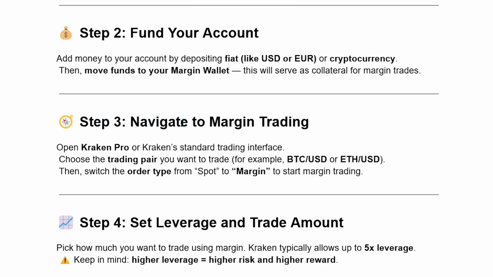Step 3. Navigate to margin trading. Open Kraken Pro or Kraken Standard Trading Interface. Choose the trading pair you want to trade, for example, BTC/USD or Ethereum/USD. Then switch the order type from spot to margin to start margin trading.